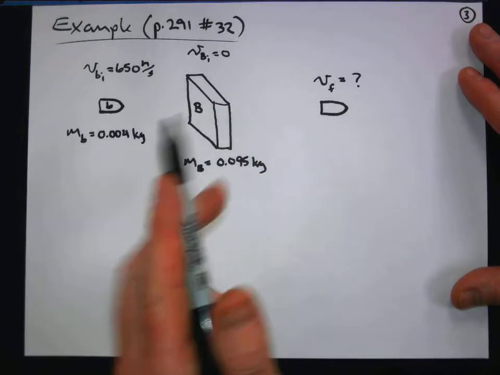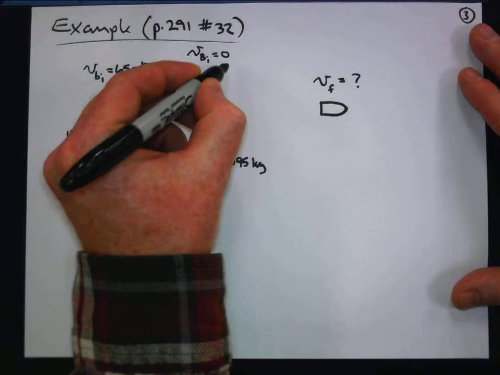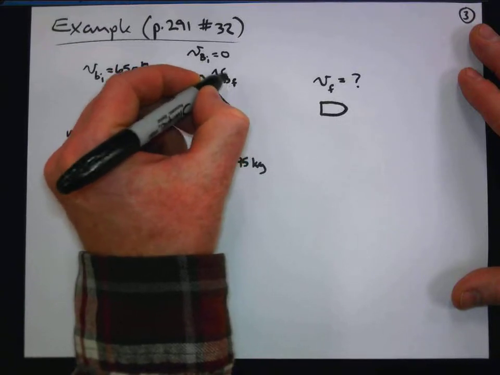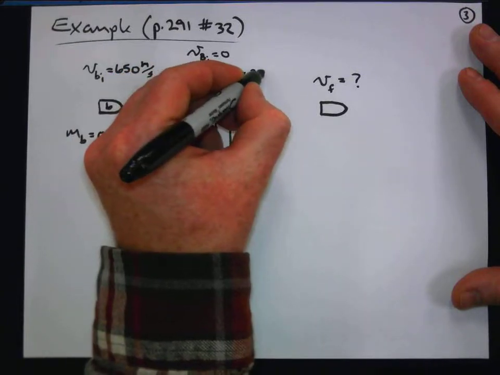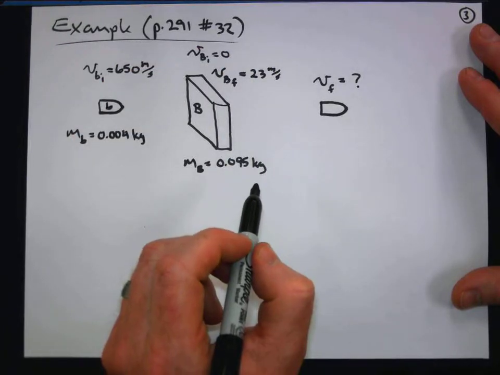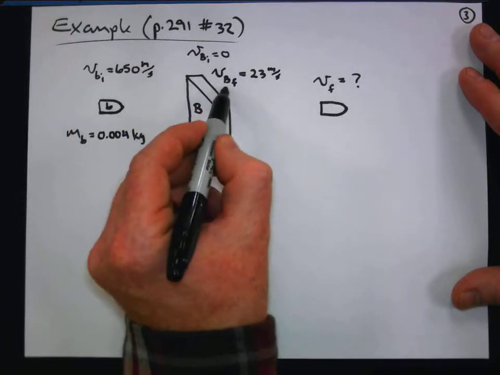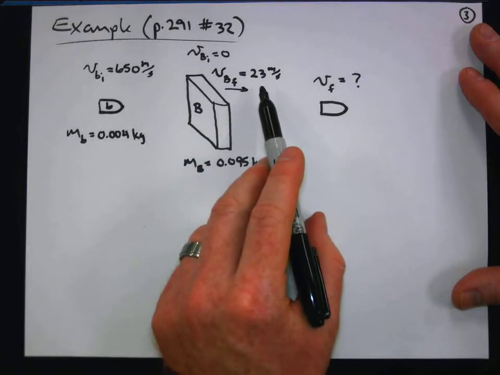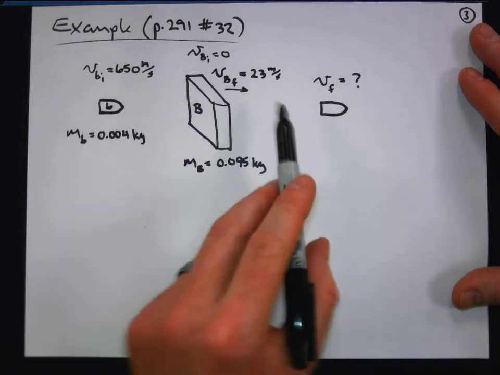It turns out that the block will have a final velocity of 23 meters per second along the frictionless surface. Call that direction positive. So we have a positive direction to the right, positive direction to the right. We're being consistent. Okay.